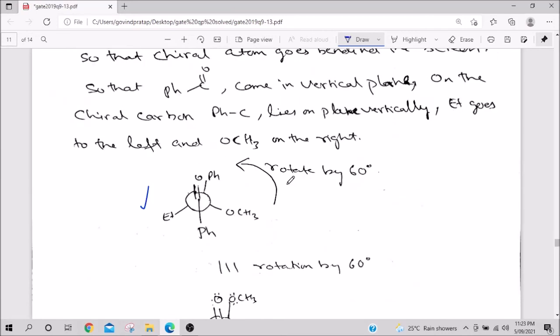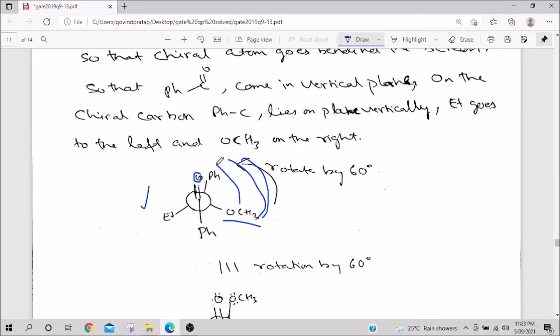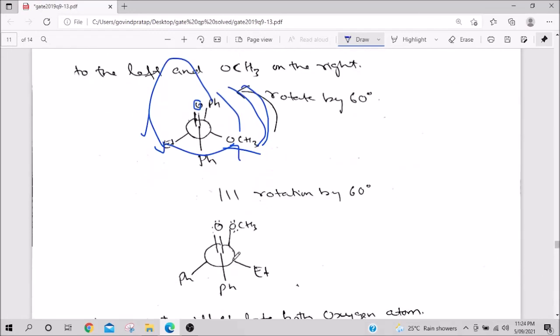So, now what we want is, this O and this OCH3 have to come in the same plane, so that lithium can chelate with it. Chelate is basically coordinating with more than one ligand. So, what I am going to do is, I am going to rotate this by 60 degrees. When I am rotating this by 60 degrees, OCH3 comes up, Ph goes in place of Et, and Et goes in place of OCH3, right. So, that is what is happening, and you are getting this.